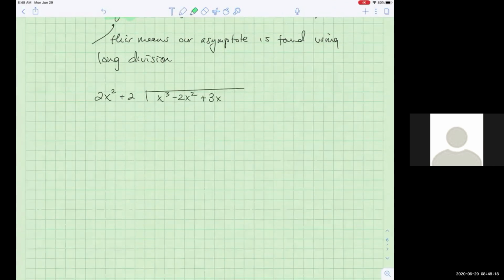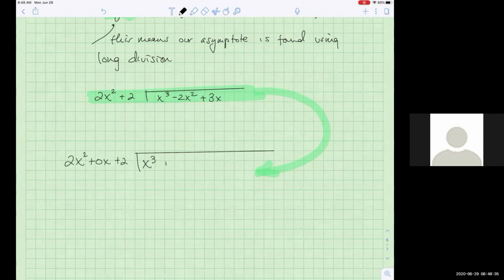But I'm going to change this form. We actually want to rewrite this as 2x squared plus 0x plus 2 divided into x cubed minus 2x squared plus 3x plus 0. So we're going to use placeholders so we don't make any silly mistakes. And I would also note here that I can't use synthetic division because of the form of my divisor.